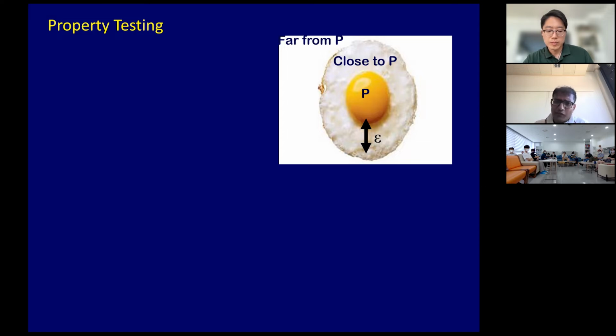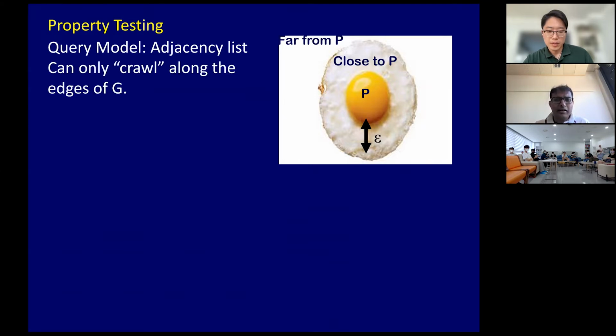Let's try to formalize this a bit more. My graph is a bounded degree graph. So how is it given to you? It's given to you as an adjacency list. So I will answer the following queries happily for you. You ask for vertex number i, I give you vertex number i. You ask for the fifth neighbor of vertex number i, I give you the fifth neighbor of vertex number i, thanks to the adjacency list. This representation allows you to explore the graph locally by crawling along its edges.